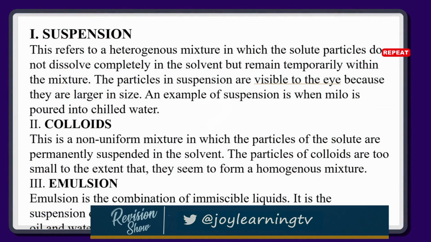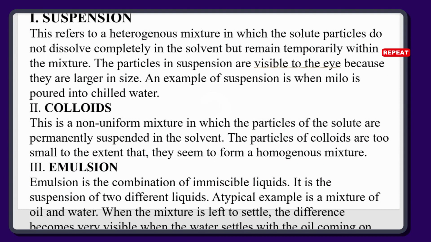Then we go to emulsion. Emulsion is the combination of immiscible liquids. Whenever we talk about immiscible liquids, we are talking about liquids that always show a clear difference whenever they are brought together. I gave you a clear example: water and cooking oil. Whenever cooking oil is poured onto water, the cooking oil will always come on top of the water, because the water is denser than the cooking oil.